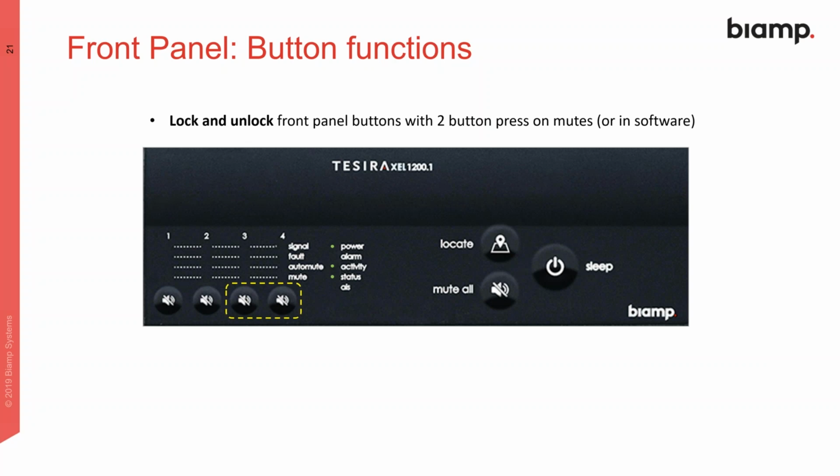The front panel functionality also can be locked out. You can press and hold 2 of the mute buttons to do this, or you can do it within software to lock out front panel access to prevent people accidentally shutting the amp down or muting channels.